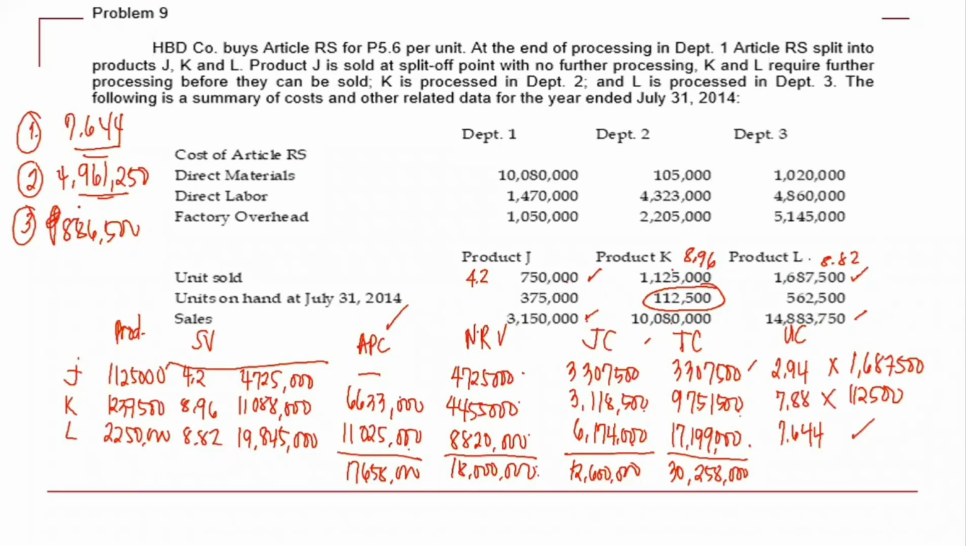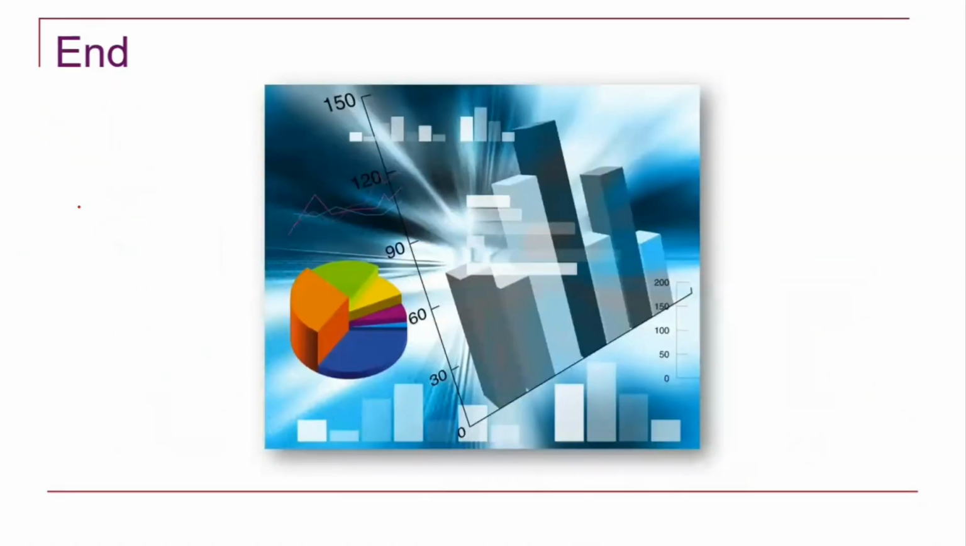So that would be for joint cost. That would be for problem number 9. The answer is for problem number 9. Okay. All right. So that would be the end of our discussion for the allocation of joint costs and the accounting for byproducts. So I hope you have learned something from our discussion today, and we can now end the recording. Thank you.